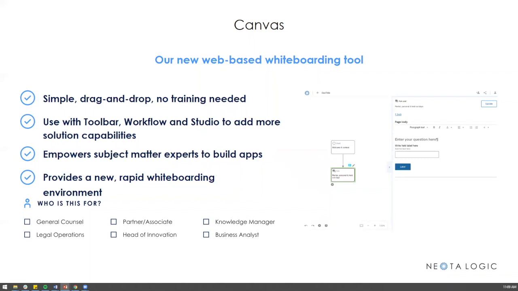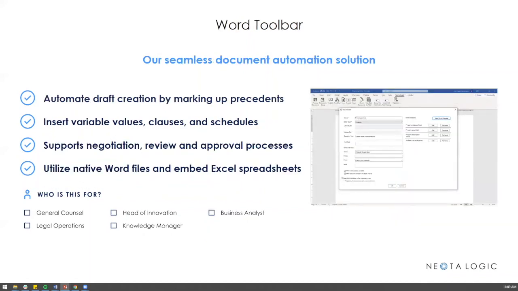Now, as will be demonstrated today, Canvas is a true whiteboarding tool, fully compatible with Neota Workflow and our Word Toolbar. Neota's Word Toolbar feature, on the other hand, increases efficiencies and control over automating templates created in Word. Through the Word Toolbar, Neota authors are able to create questions, conditional text, logic variables, while supporting all existing features of the document. Your tables, your headings, your footers, your bullet points, etc.